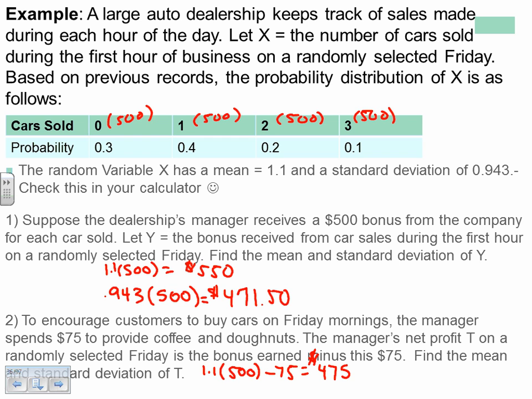The standard deviation, I'm going to take my 0.943 times my 500. Do I subtract? No. When you add or subtract, that does not affect the standard deviation. So my standard deviation is still 471.50. All right.